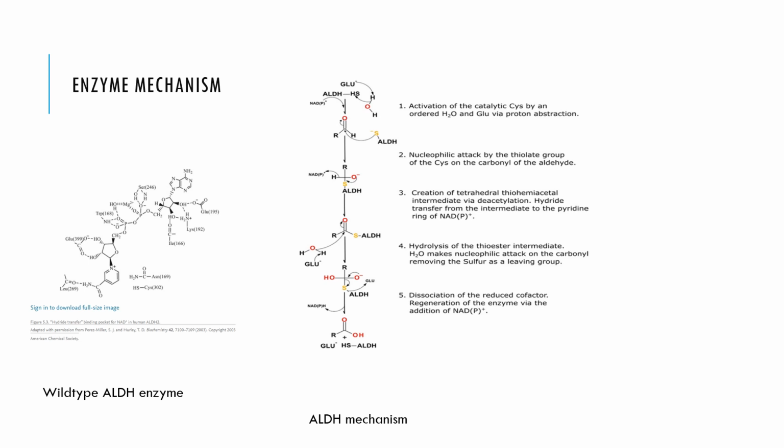After that, we have a trigonal planar complex, and there will be a hydrolysis step. The glutamate in the active site deprotonates a water, which then attacks the carbonyl carbon on the thioester bond. Now we have another tetrahedral intermediate, and then the sulfur gets kicked off as a leaving group. And there we have our carboxylic acid.